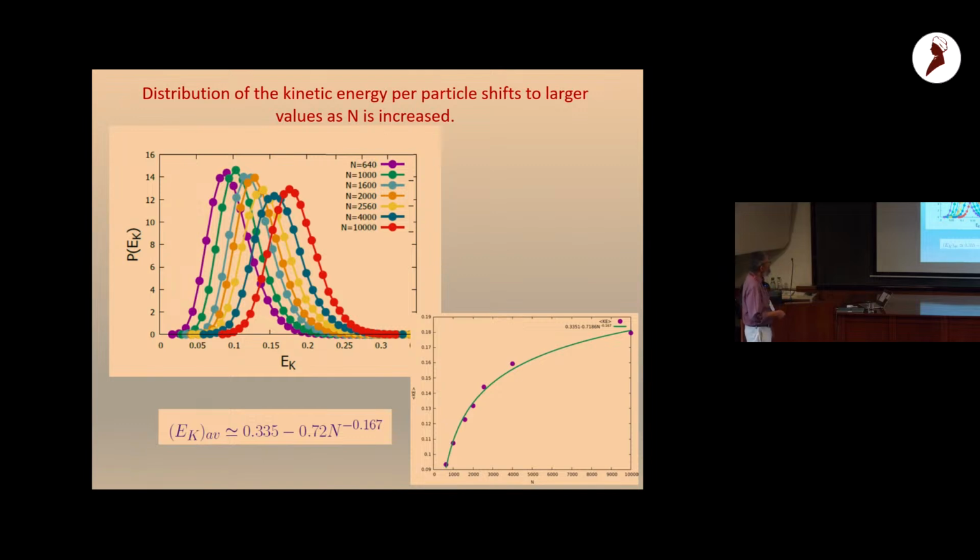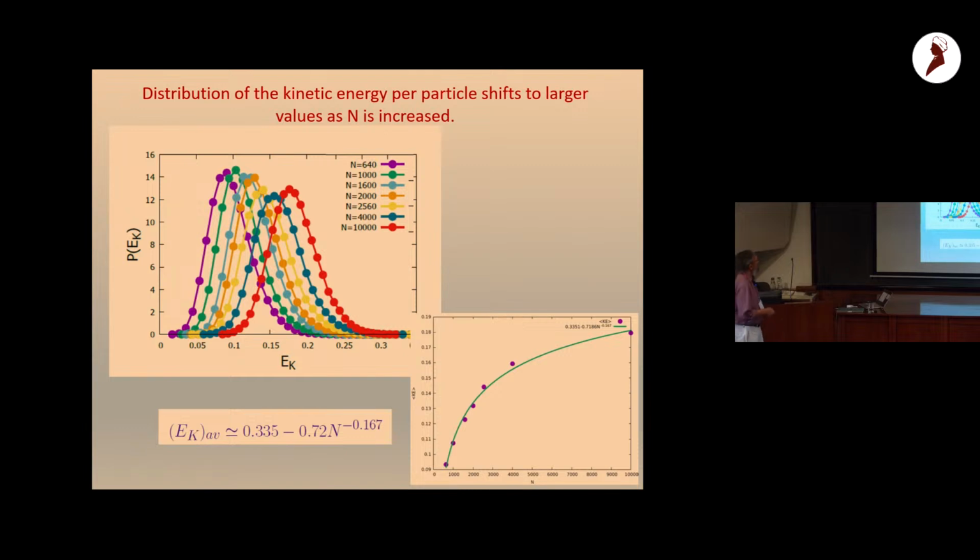But we actually don't understand this dependence. And this is one of the things that we'd like to eventually understand. Why does the average kinetic energy change as you increase the number of particles, keeping everything else constant?